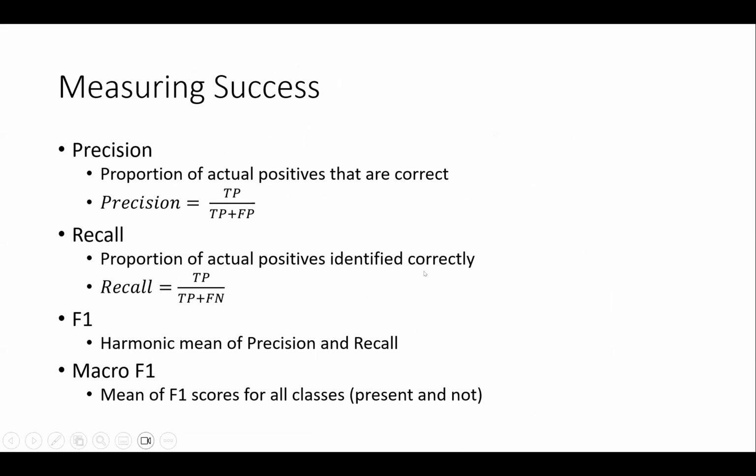And what we used was the macro F1. So just to kind of, if you're not familiar with the terms, precision is the proportion of predicted positives that are correct. Recall is the proportion of actual positives that are identified correctly. And then F1 is just the harmonic mean of those two. And macro F1 is the harmonic mean of predicting that for all of your cases. So our cases here are present and not present. And so we use macro F1 as our measure.